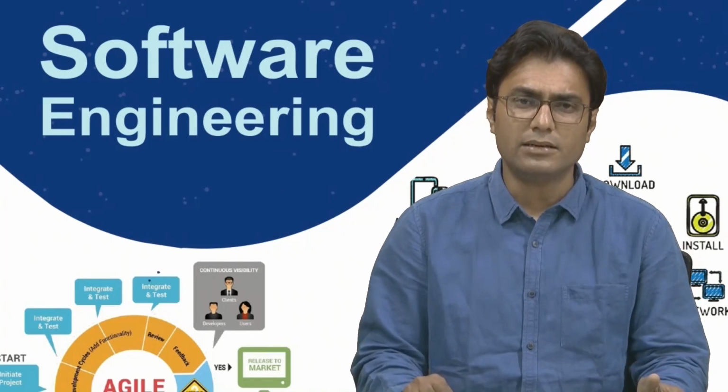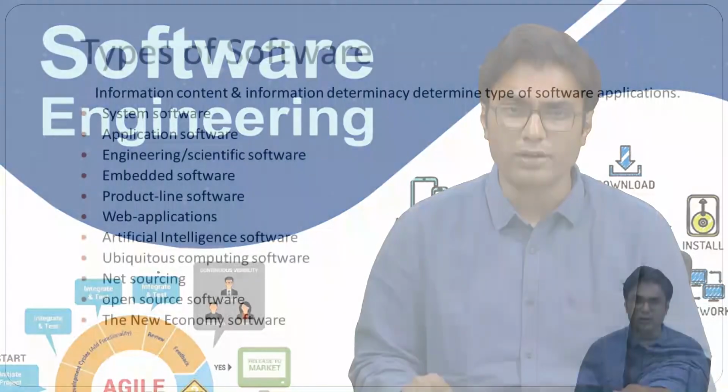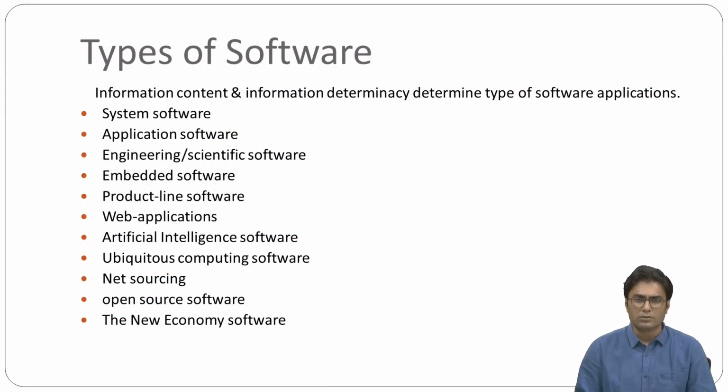Now let's see types of the software. So information content and information determinacy determine type of software applications, like system software. Then we have application software, as you can see on your screen. Then we have engineering scientific software, and we have also embedded software, then product line software. Then we have web applications related softwares.